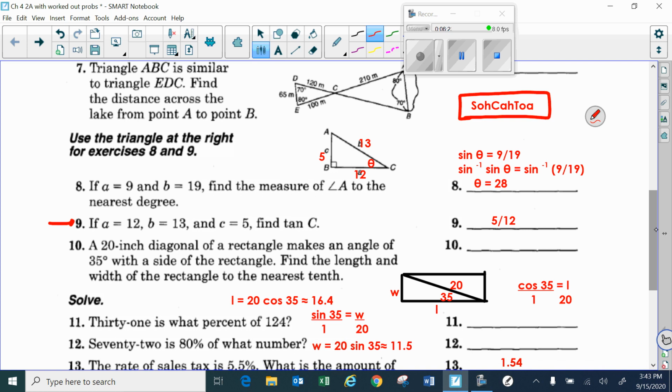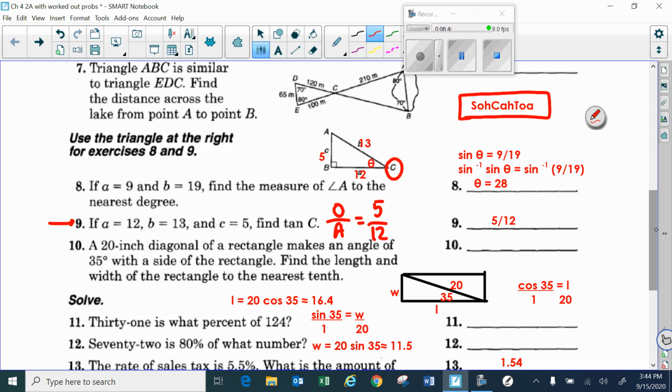So remember, tangent, if we look up here, is opposite over adjacent. So if you need to put that, opposite over adjacent. And here's C. What's the opposite side? 5. And what's the adjacent side? 12. Remember, adjacent means next to.